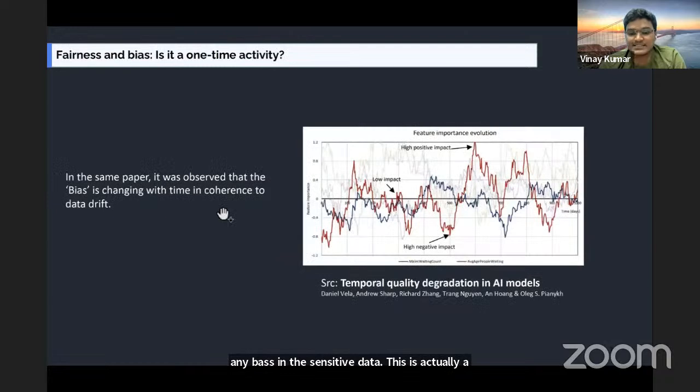But what we have seen in the same paper that I mentioned earlier, which is temporal quality degradation, is that they were tracking the bias metrics as well. It was observed that the bias is actually changing over time, meaning you may not have bias in the model in the beginning, but the bias could be induced for various reasons over the time period. So this bias and fairness tracking is actually a temporal problem, not a fixed event problem. You may have to start tracking bias and fairness metrics not just during productionization, but also during production as well, and from time to time, to figure out if you have any bias in the model.